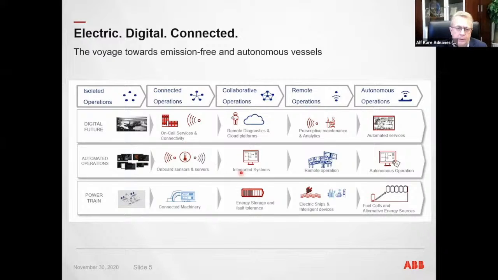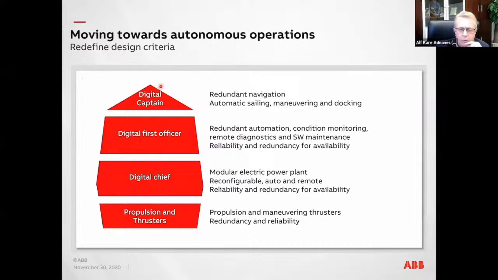The way forward towards autonomous operations and intelligent shipping, we need to take a look at what is today on board a vessel. And basically, it is not only enough to enable this autonomous navigation, but all the other ship systems also need to be prepared for autonomy.